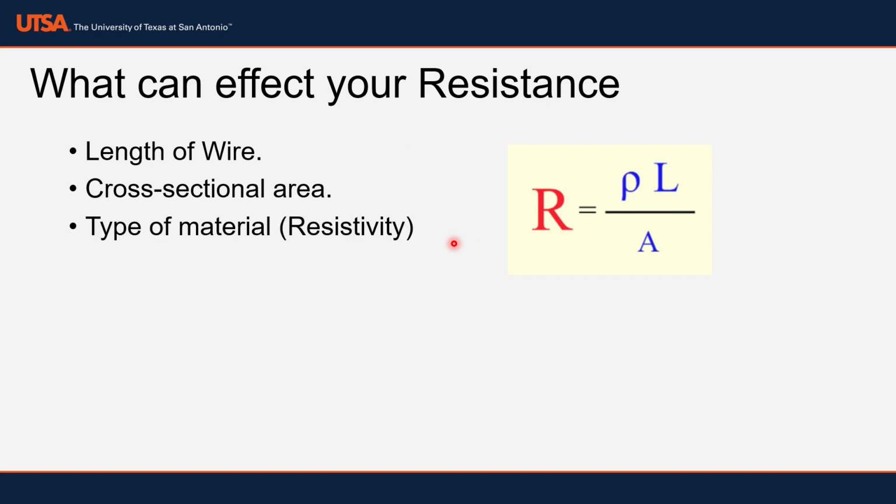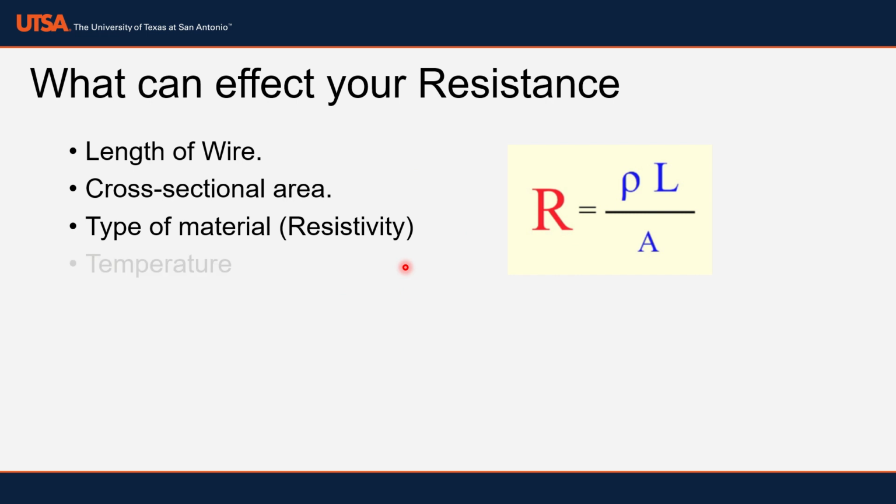Another thing that could affect this is the type of material. Remember, resistivity is based off of material. So our resistivity can affect our resistance depending on what material we're using, and how long the material is, and the cross-sectional area of our material will determine the resistance of the material. So these are all things.